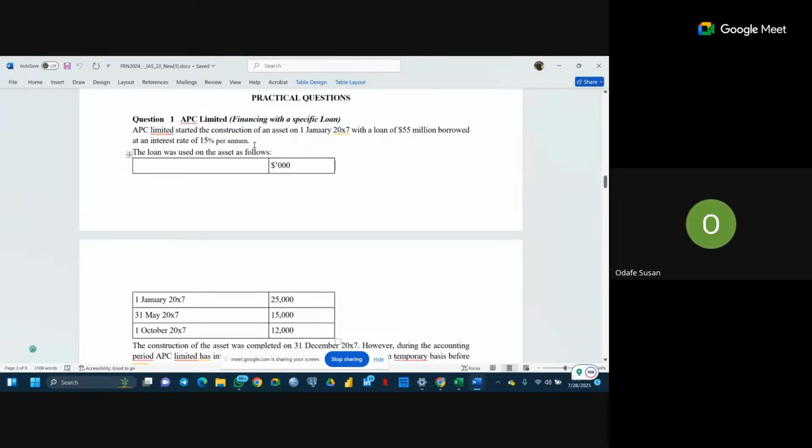And also the source of the fund is from a specific source of funds. I hope that answered the first question. Yes, it did. Thank you, sir.